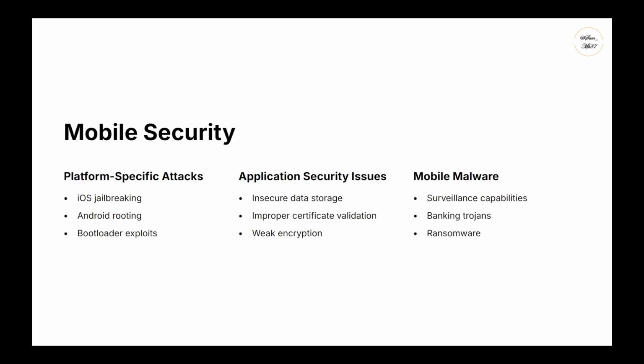Next, we have application security issues. Many mobile apps suffer from flaws like insecure data storage, weak encryption, and improper certificate validation. And lastly, mobile malware is also growing. This includes surveillance tools, banking trojans, and even ransomware targeting smartphones.